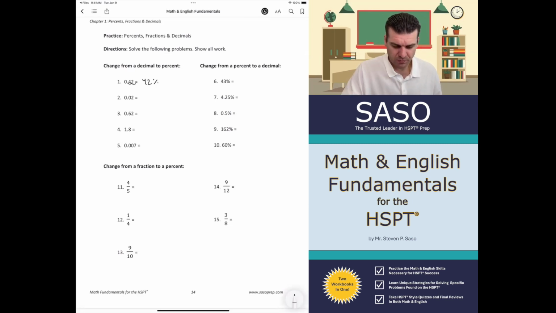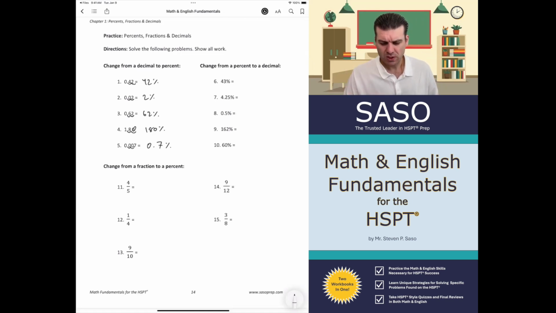0.42 is 42%. 0.02 is 2%. 0.62 is going to be 62%. 1.8, do this the same way, don't get confused. Move the decimal over 2 places. Here we do have to add a 0, right? So this is 180%. And then 0.007. Let's move it over 2 places. It's going to be right between that 0 and the 7 there. So 0.7%. We just do it the same way every time.